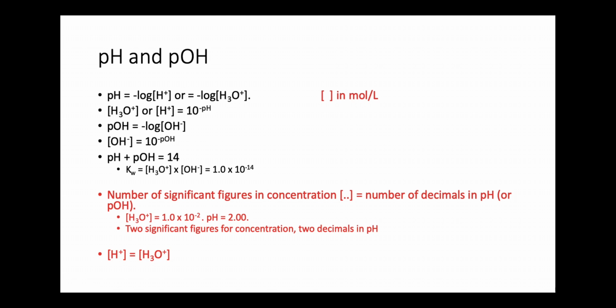Why is that? Because we have the water constant. Concentration H3O+ times concentration OH- is 1 times 10 to the negative 14. So water is a little bit dissociated in OH- and H3O+. And when we have a pH of 7, the solution contains the same amount of H3O+ and OH-. So the one thing about significant figures and decimals, the number of significant figures in my concentration is the same as the number of decimals in my pH or pOH. So if I have a concentration of 1.0 times 10 to the negative 2, I have 2 significant figures in my concentration. That means I have 2 decimals in my pH.